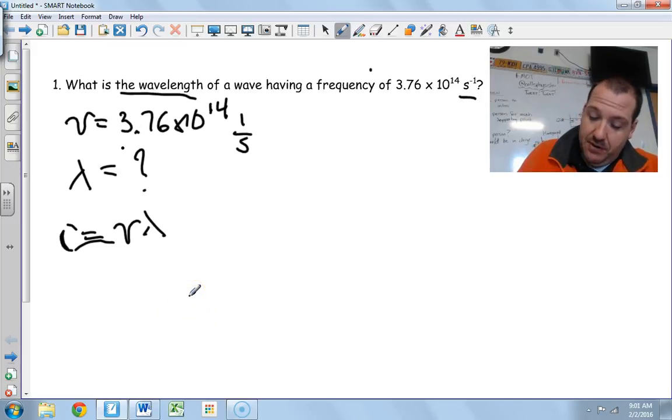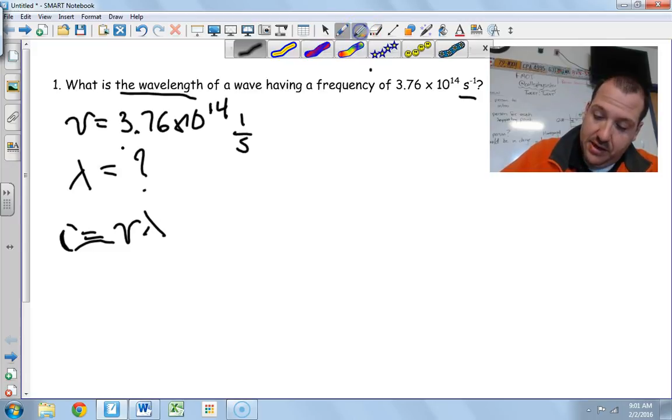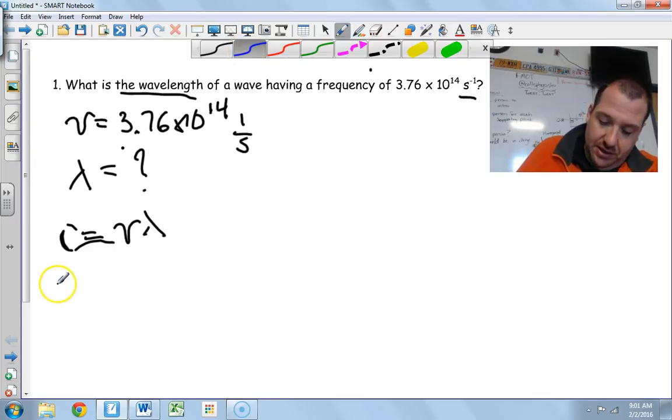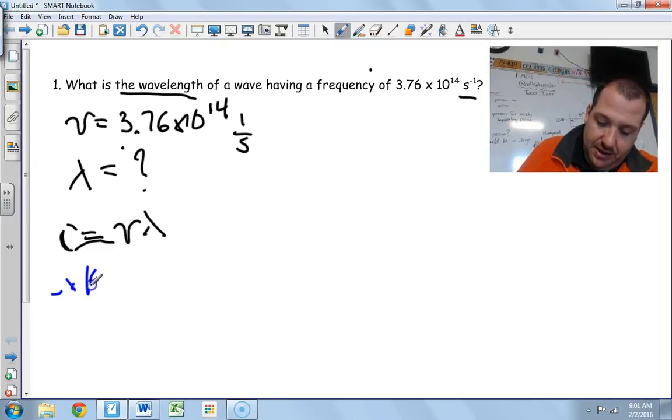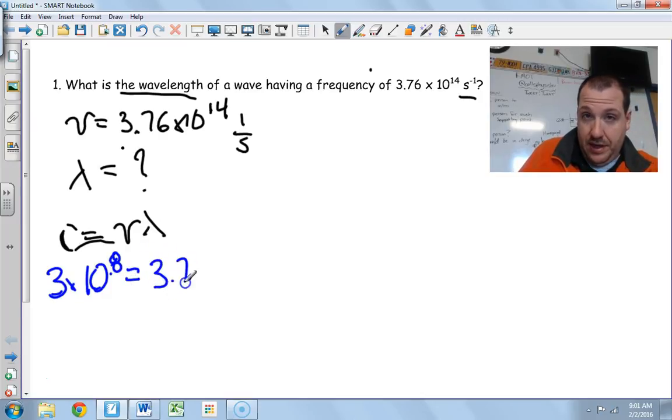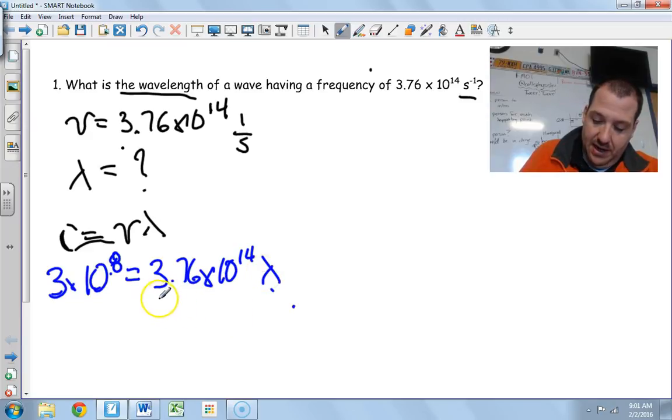Now, what do we do from here? Well, now we plug in. I'm going to plug in with a different color here. So c is 3 times 10 to the 8th equals nu, 3.76 times 10 to the 14th, times lambda. And now we want to calculate what lambda is. So to do that, we divide.